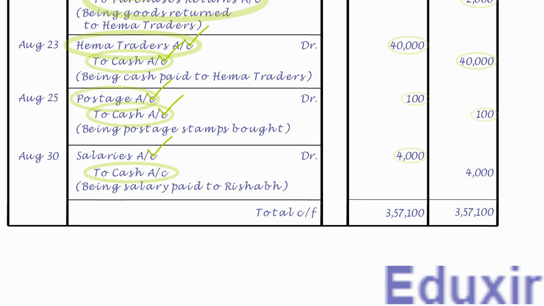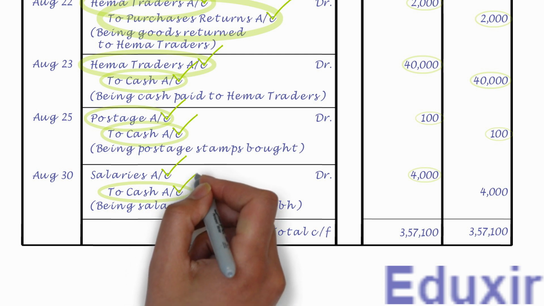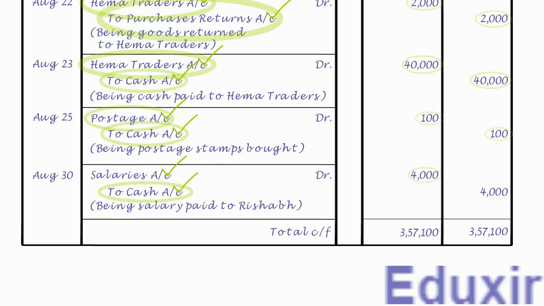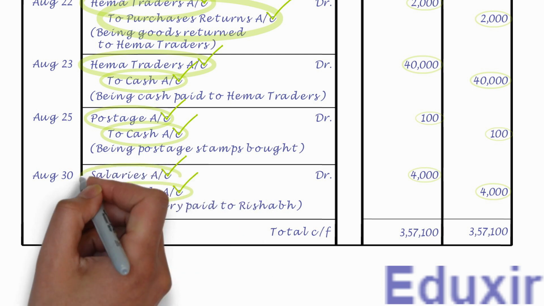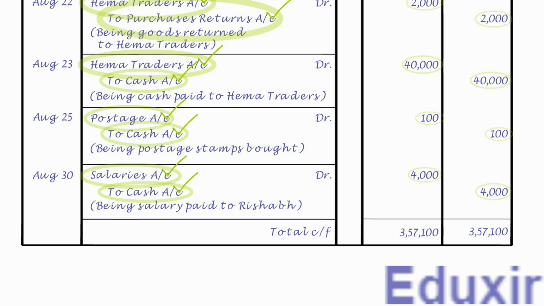As the name suggests, it needs to be posted on the credit side of the cash account and the credit amount is 4000 rupees. Note that the details that need to be posted into the particulars column is salaries account. As we already have the cash account, let us now post this entry into that account.